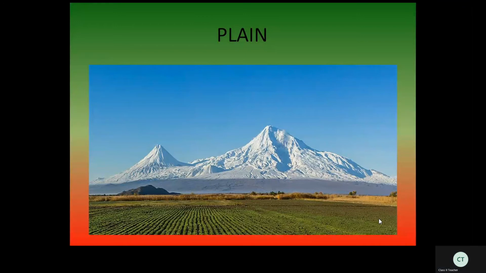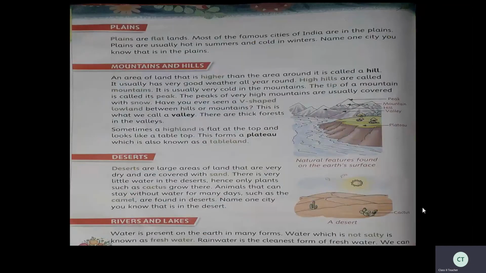The next, mountains and hills. An area of land that is higher than the area around it is called a hill. It usually has very good weather all year round. High hills are called mountains. It is usually very cold in the mountains. The tip of a mountain is called its peak. The peaks of very high mountains are usually covered with snow.